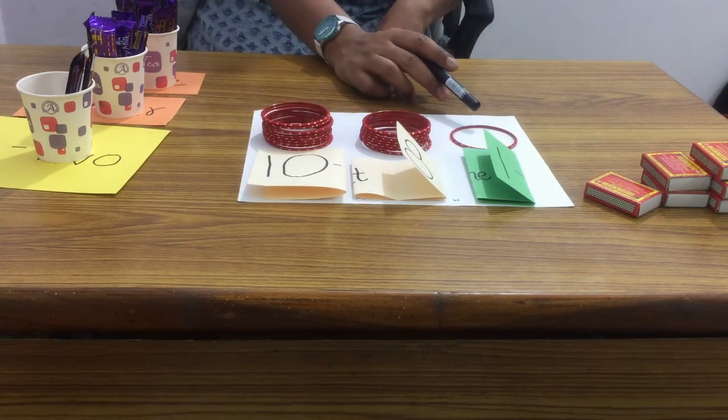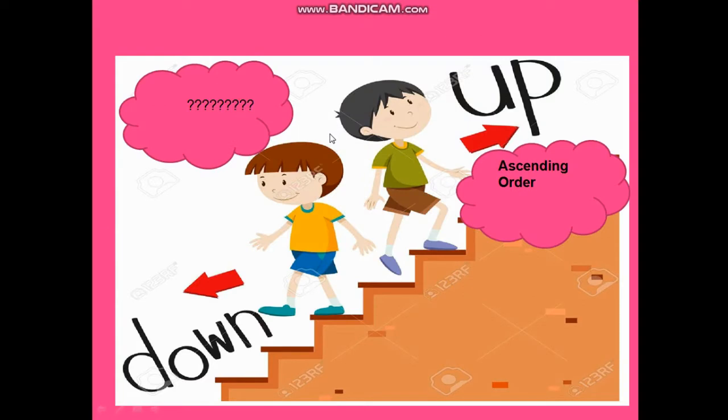Now you can see as I had arranged my matchboxes in descending order, my numbers are also arranged in descending order. Dear children, what did you learn in the last class? As we go from smaller to bigger, we arrange the things or the numbers in ascending order. When we go up, we do ascending order. But I asked you, when you go down, what do you do? Any idea? Let us learn this concept today.